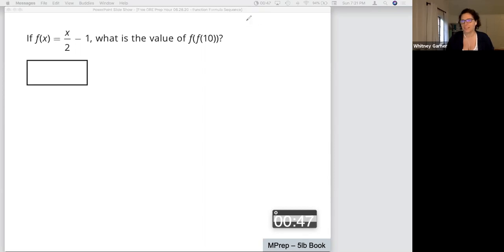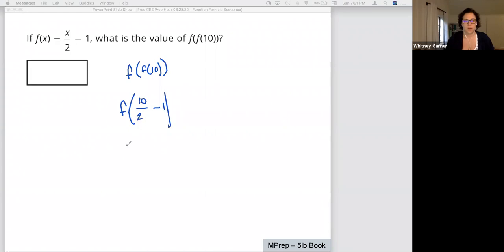Nice. Lots of answers coming in quickly. So if I want the f of 10, my first f of 10 is going to be 10 over 2 minus 1. So that gives me 5 minus 1 is 4. I'm going to stick that one in there, which then becomes 4 over 2 minus 1, is 2 minus 1, or 1. Beautifully done, guys.